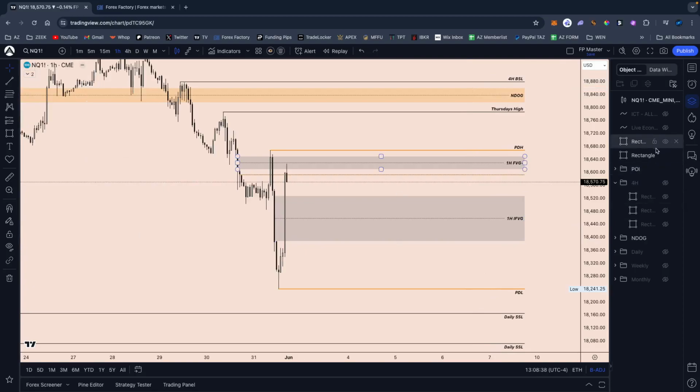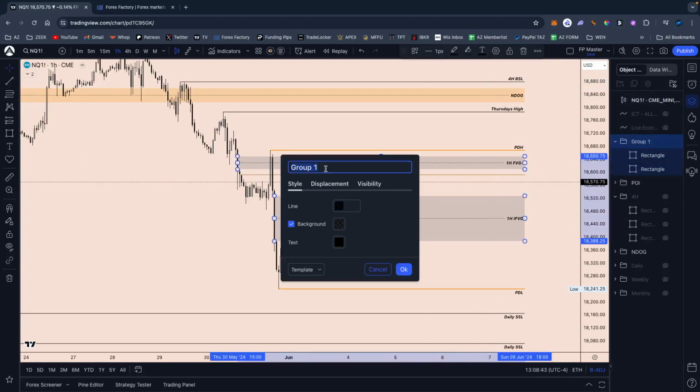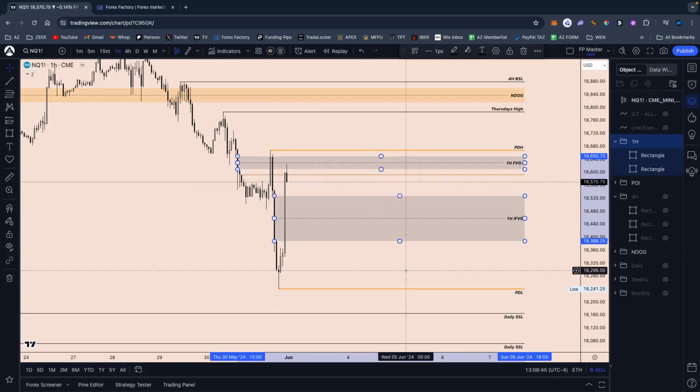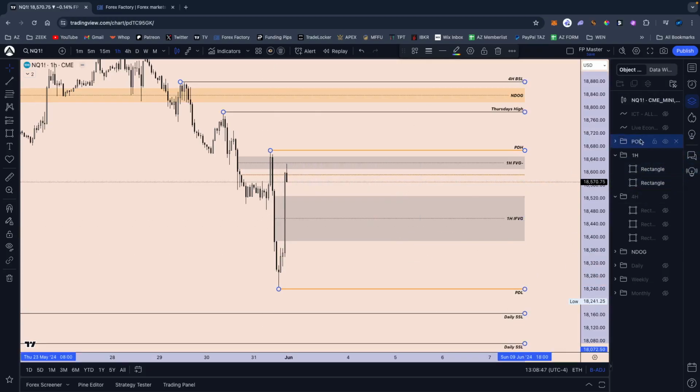If we only have the 1 hour time frame turned on, and already start putting this into a folder and call it 1 hour. Put the point of interest folders on the top: 1 hour, 4 hour, New Day Opening Gap, daily, weekly, monthly. Perfect.